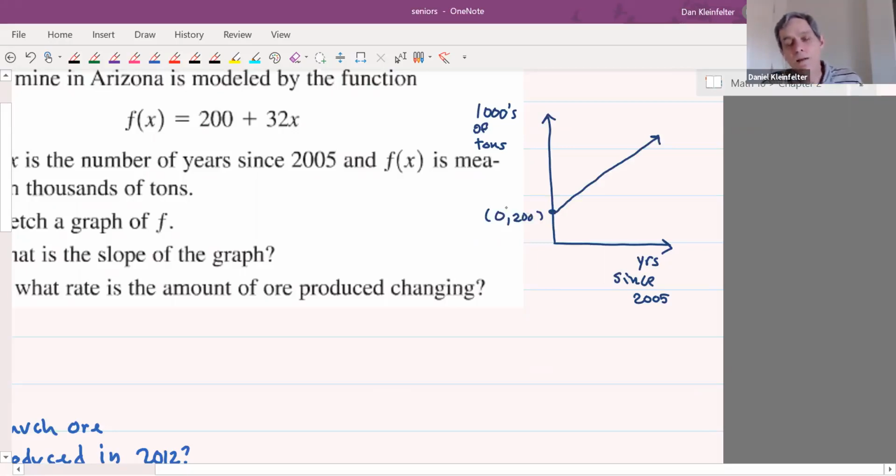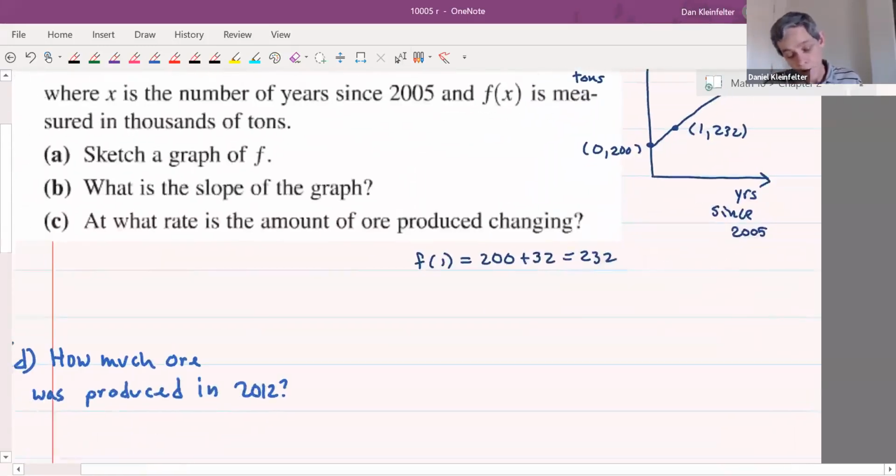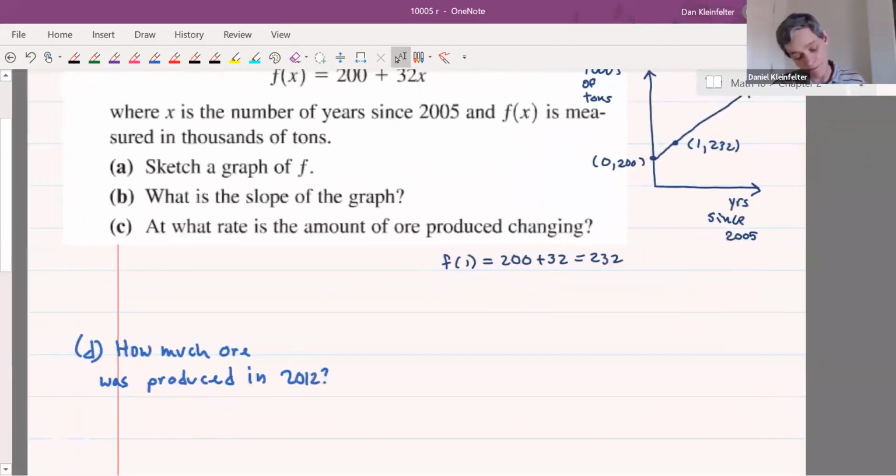And then we need one other point on the graph. So let's go with 1. 1's nice and easy. f of 1 will be 200 plus 32, or 232. Okay. We want the slope of the graph. The slope of the graph is 32.